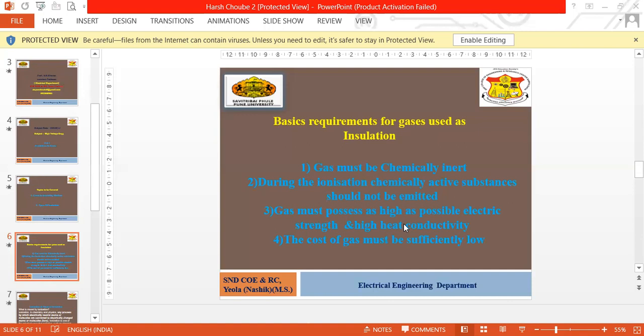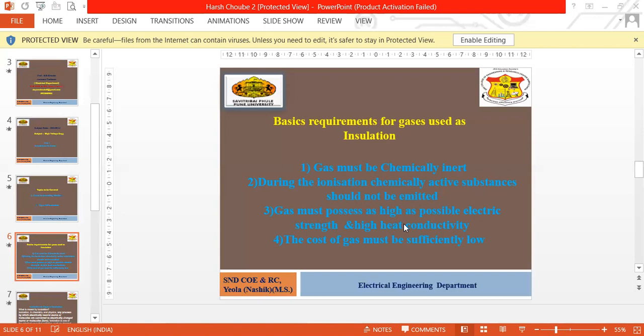Now the second requirement is that during ionization, chemically active substances should not be emitted. Like ozone, in these cases, if these types of substances are released, then we can say that there is damage to the high voltage engineering apparatus that is going to be used in the laboratory or in the substations.